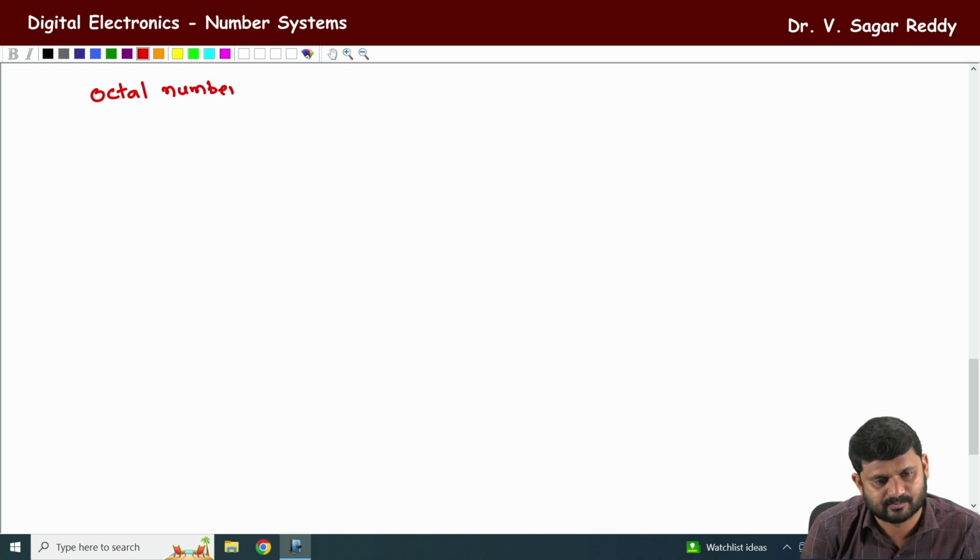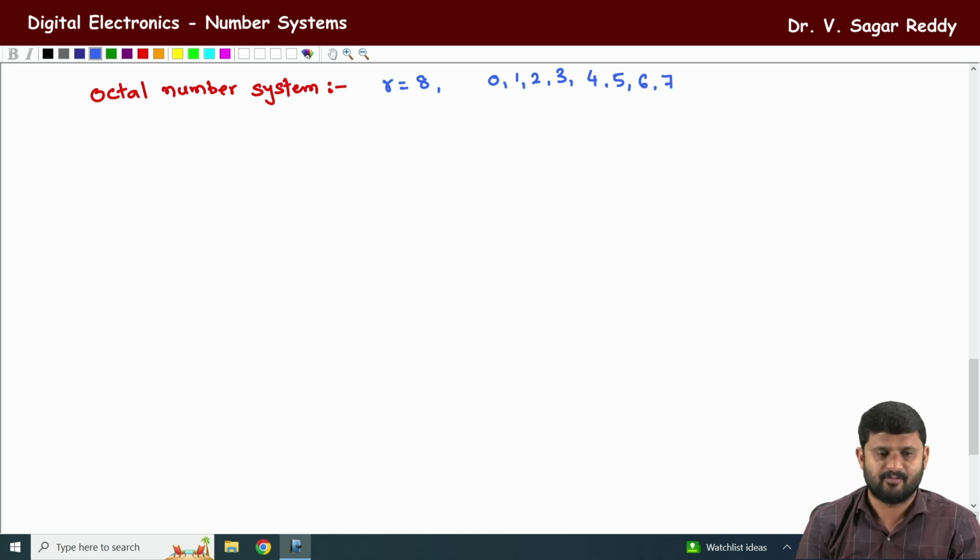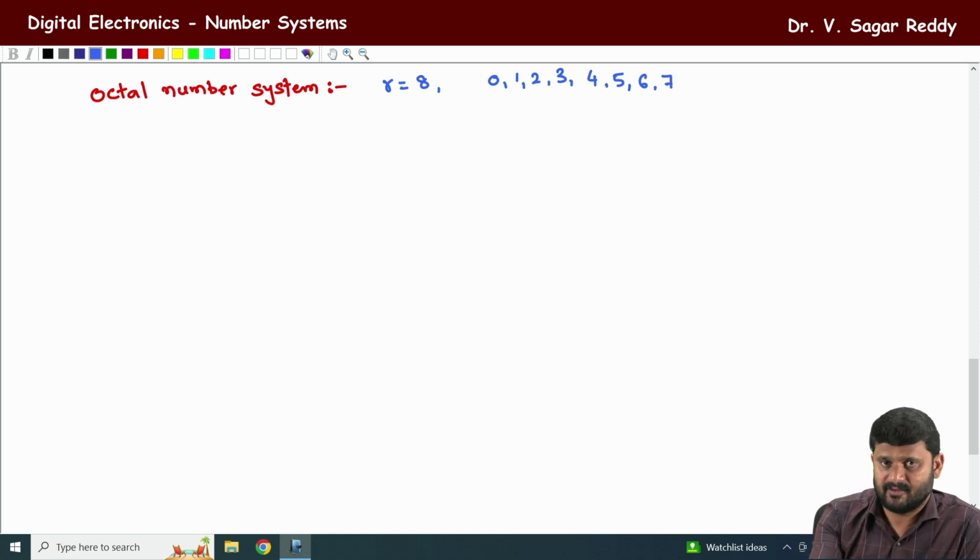Octal number system. In the octal number system, what is the radix? Radix or base is 8. So 8 different symbols: 0, 1, 2, 3, 4, 5, 6, 7. Here also, if I want to count numbers in the octal number system, let us first consider decimal.